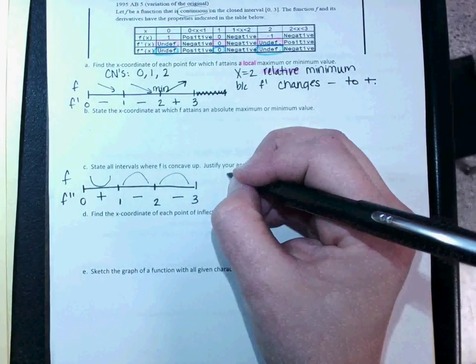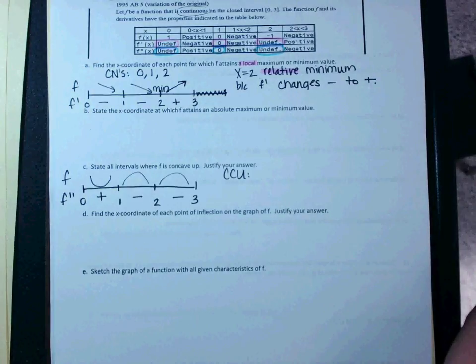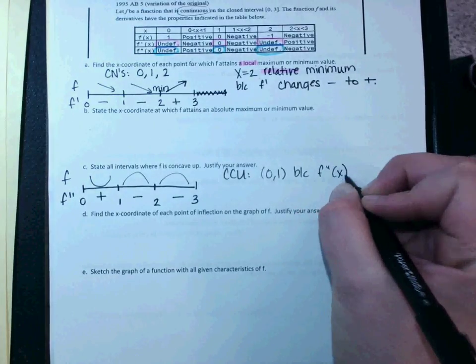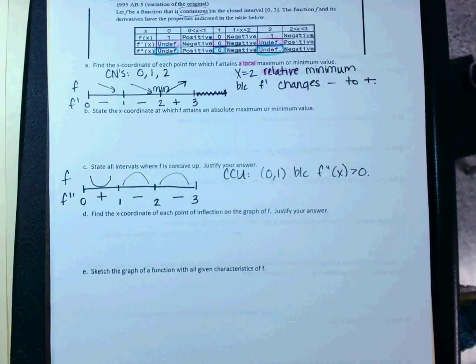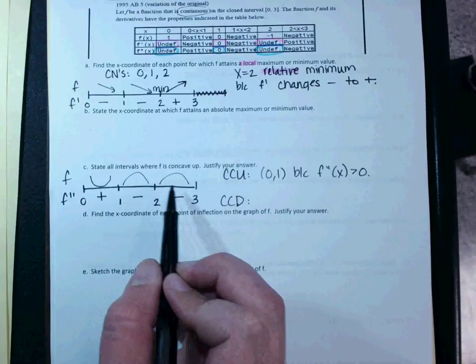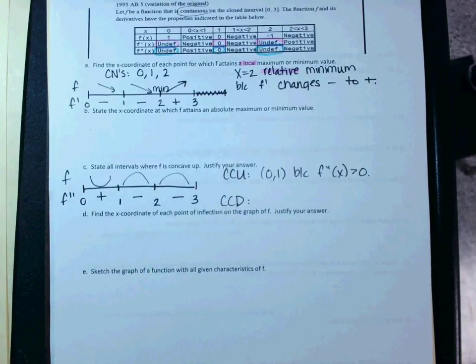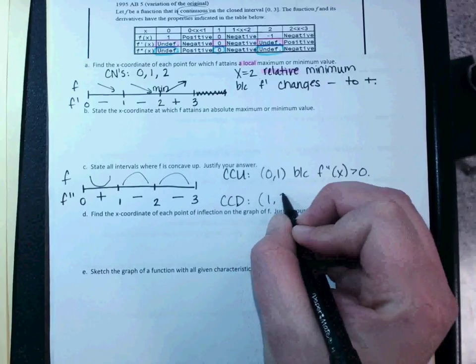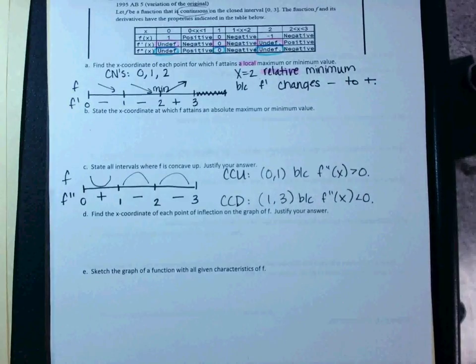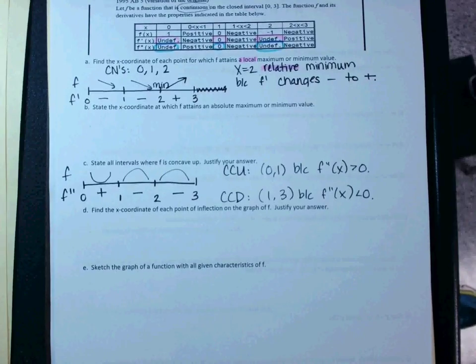Very good. So my graph is concave up, CCU is concave up, from 0 to 1, because f double prime of x is greater than 0. Now, it doesn't ask us to find concave down, but we're going to go ahead and do it anyway. So if I asked you where it was concave down, what would you say? 1 to 2 and 2 to 3. Now, if you have adjacent intervals like that, you don't have to separate. So you can just go from 1 to 3, because f double prime of x is less than 0. You could split it up, but it's unnecessary.